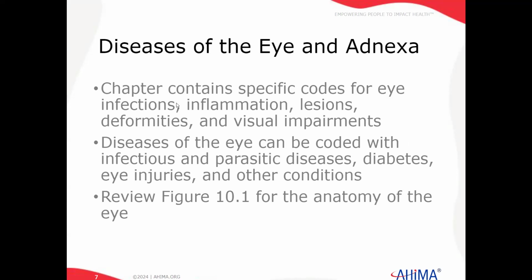This chapter covers not only post-procedural complications, but any infection, inflammation, lesions, deformities, anything that impacts vision. These diseases can be coded with infectious and parasitic diseases and diseases from other chapters, such as diabetes, external causes for injuries, and others. It may be helpful to review figure 10.1 in your text to get a view of the anatomy of the eye.